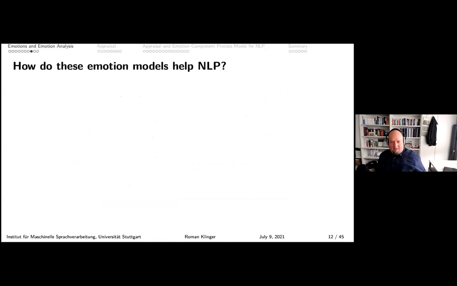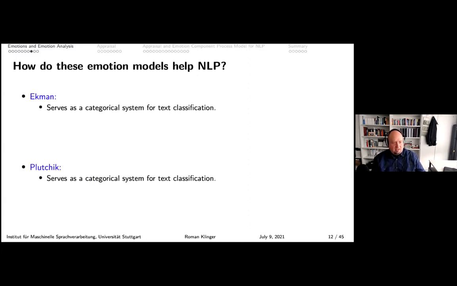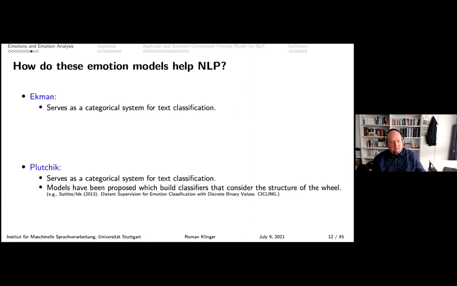So now I talked about what we want to do in emotion analysis, and I talked about emotion theories in psychology. So how can we bring these two things together? This Ekman model clearly serves as a categorical system for text classification. The same does this Plutchik model. In addition, Plutchik's model of different relations between emotions has also been used to inform classification systems such that they can actually make use of these relations between emotions. And this model of affect can be used as a regression task.